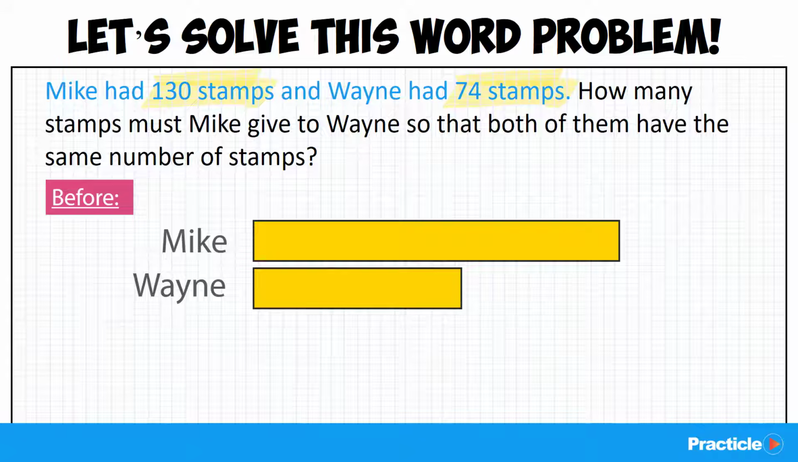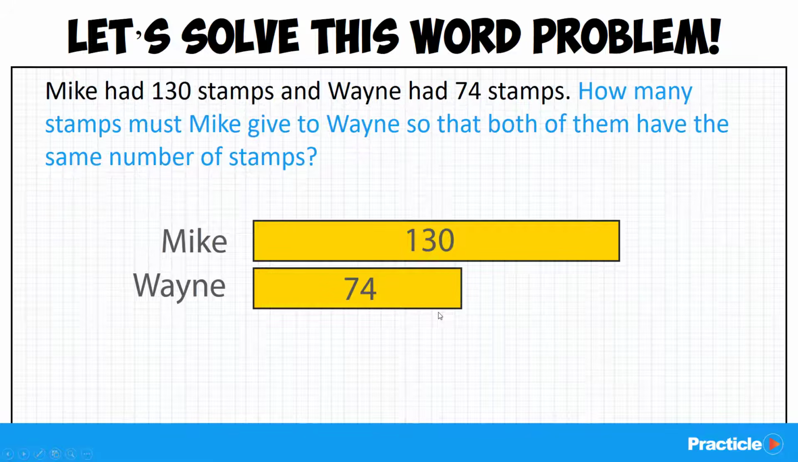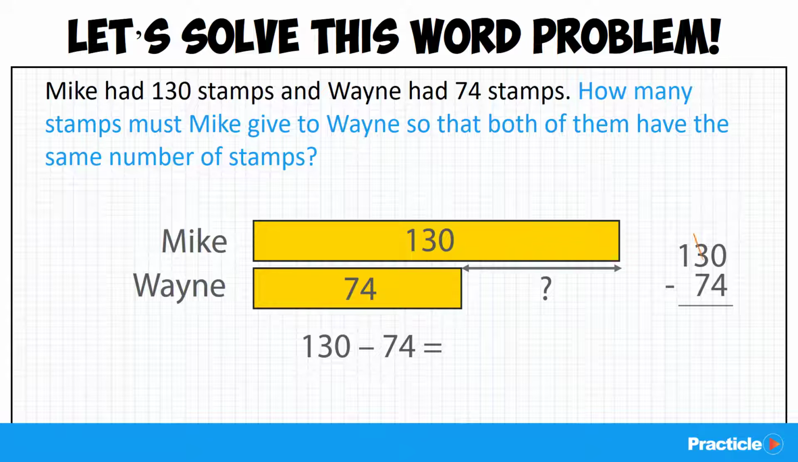Now don't forget to put in all the information that we have into the model, alright? So let's write 130 in Mike's box and 74 in Wayne's box. And this will help to remind us of how many stamps each of them had. Following so far? Now let's see what we can tell from our model. When we compare the number of stamps between Mike and Wayne, we can find the difference in the number of stamps between them by subtracting 74 from 130, correct? And what do you get when you do that? I hope you got 56 stamps.